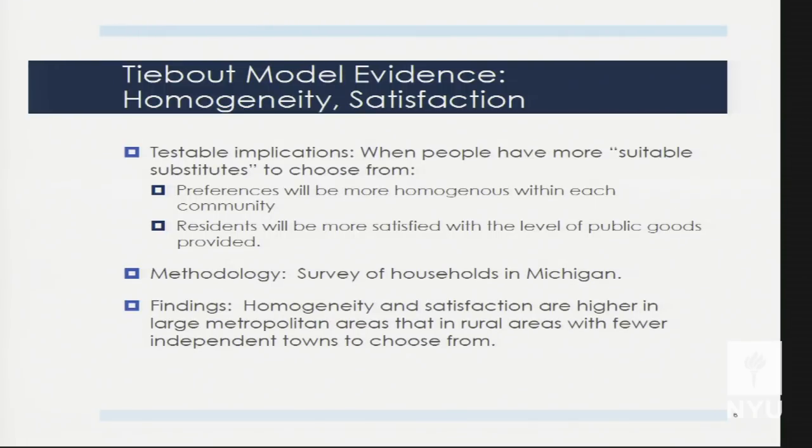They did so using a survey of households in Michigan. They compared homogeneity of preferences and satisfaction with public goods in towns that were surrounding a metropolitan area or were in a rural part of Michigan, in the Upper Peninsula. And what they found is that within towns in a metropolitan area, people were more homogeneous in their preferences for public goods, and they were more satisfied with the level of public goods provided by their community, suggesting that in a metropolitan area there are more towns to choose from. Rural areas have fewer towns. It's what makes them rural. Where people had more options of towns to choose from, they sorted more effectively, is what their research showed.